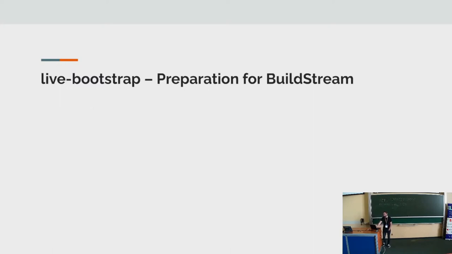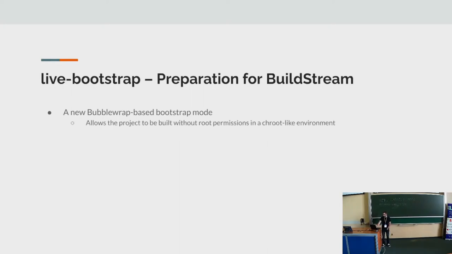Additionally, Live Bootstrap needed some preparation for being able to build in Buildstream. So what was added upstream to Live Bootstrap was a bubblewrap-based bootstrap mode. Bubblewrap, I will not go into too many details, but basically it's a tool that allows setting up sandboxes, which Buildstream uses for its build sandbox. So having that in Live Bootstrap itself helps avoid the need, for example, for root permissions to build the Live Bootstrap project.